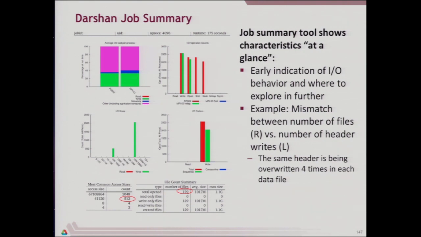Here we have a table of access sizes. What's interesting here is that even though there are 129 files, the number of headers being written is a lot more than we'd expect, about 4 times more than we'd expect. Right there, that's an interesting question. Something's going on that is a little bit wasteful here. There are a lot more examples of this sort of behavior that Darshan has flagged, but this is just a quick look.